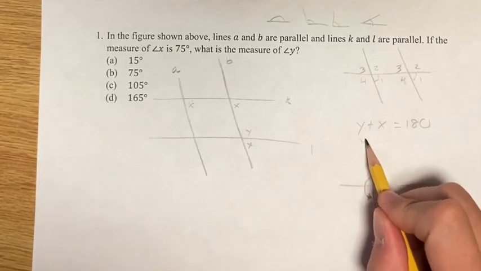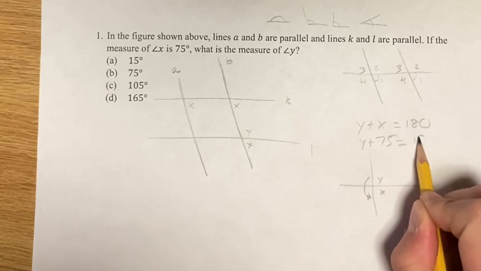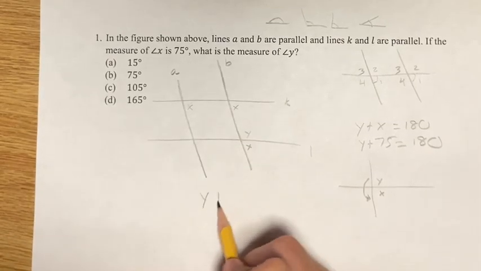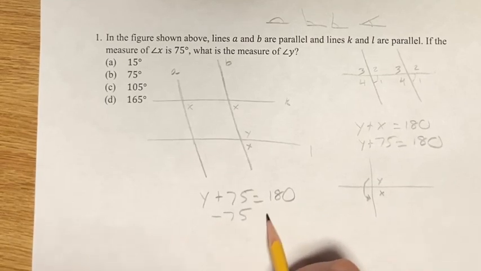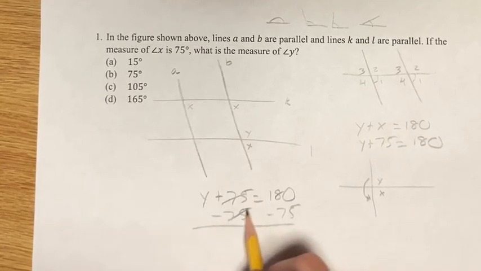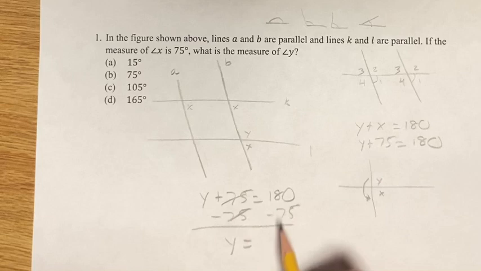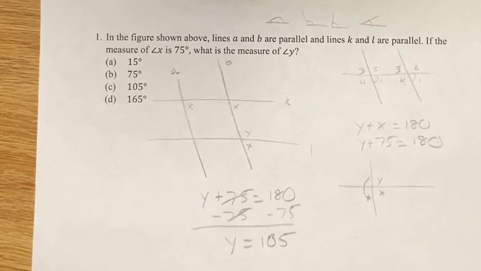If X is 75, we have Y plus 75 is equal to 180. Writing that down here so we don't run out of space. Subtract 75 from both sides. These cancel. Y is equal to 180 minus 75, which is 105. C is going to be your final answer.